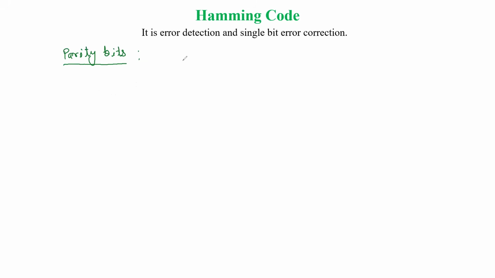The number of parity bits depends upon the number of message bits. For that we have a relation: 2 to the power p minus 1 should be greater than or equal to p plus m, where p is the number of parity bits, and m is the number of message bits, that is, how many message bits we are going to transmit.